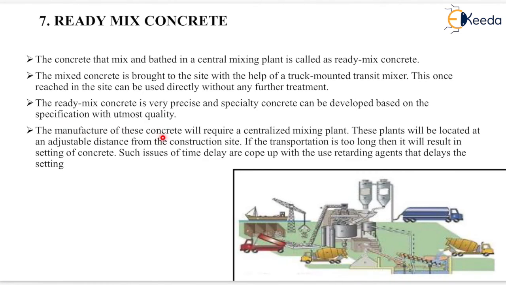The manufacture of this concrete will require a centralized mixing plant. These plants will be located at an adjustable distance from the construction site. If the transportation is too long, then it will result in setting of concrete. Such issues of time delay are coped with by the use of retarding agents that delay the setting.